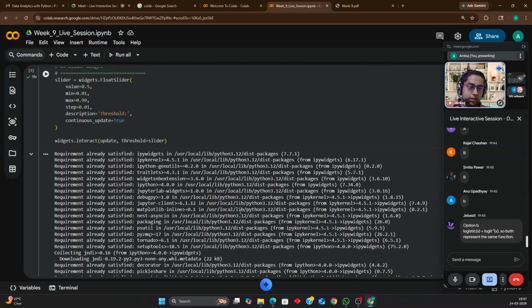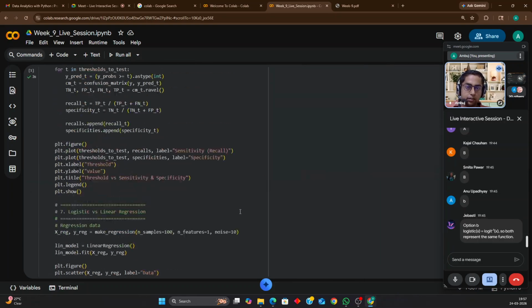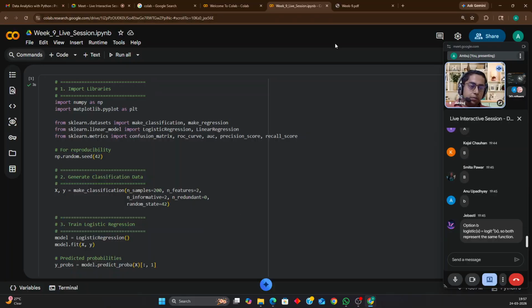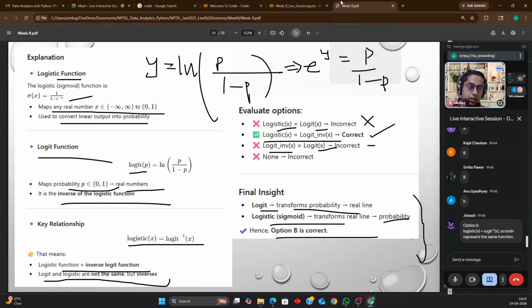This was regarding the 10 questions, the practical applications of these questions with the demonstration with the help of a Google Colab notebook. This is all for this particular session.